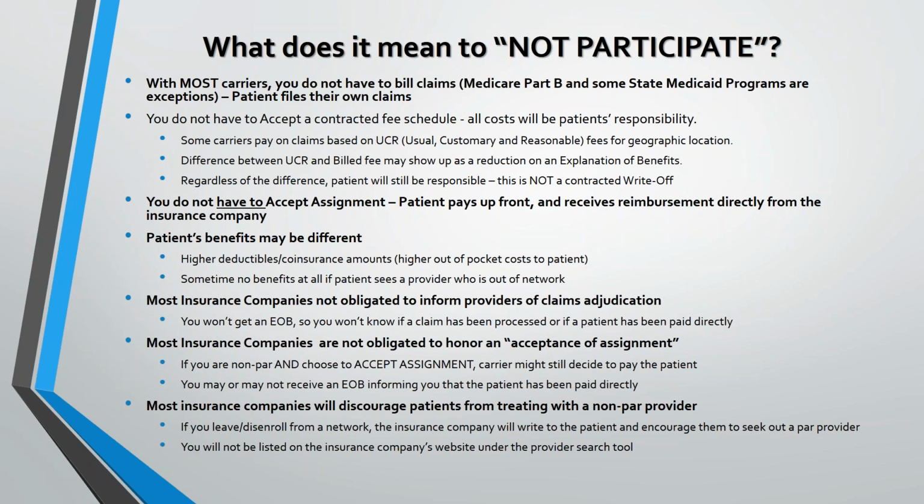The patient would still be responsible for the difference between your billed fee and the UCR. So this is not a contracted write-off, but sometimes it confuses the patient. They receive an explanation of benefits from the insurance company after that claim is processed, and they see that you billed $100, let's say, but the insurance company only paid based on $80. And then they come to you and say, well, how come you billed me $100 and the insurance company said this is only worth $80?